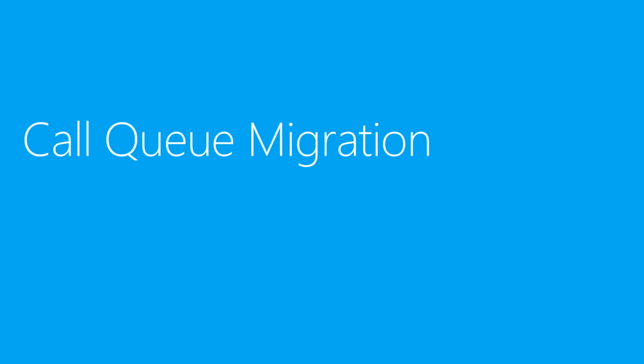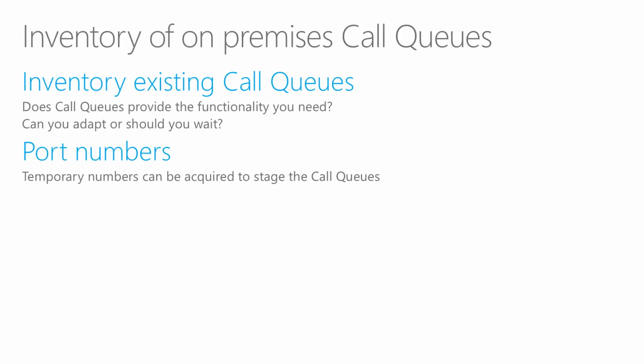So how to migrate your call queues? Inventory all your existing call queues and index all the features that you need. Do the online call queues have the features that you need? Can you adapt perhaps to the new features, or should you wait?